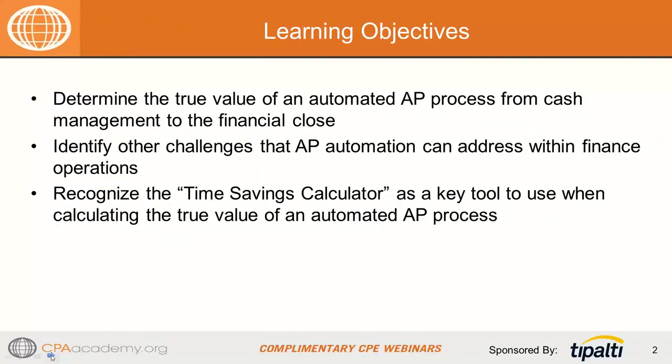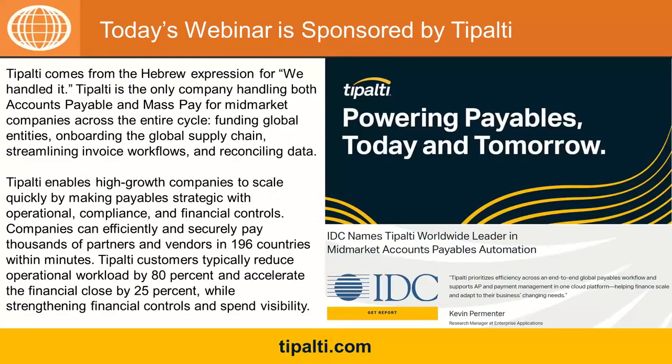The learning objectives for today's webinar are to take a look at the true value of an automated AP process from cash management to the close, and identify other challenges that AP automation can address within finance operations. We've got a type of an ROI calculator for you to take a look at. Call it the time savings calculator. And this is something to put in your toolkit when you're looking at calculating the true value of an automated AP process.